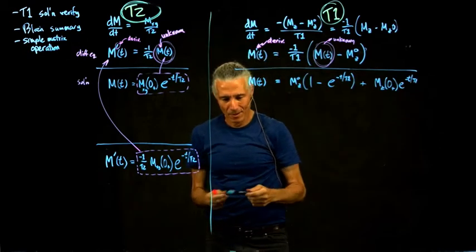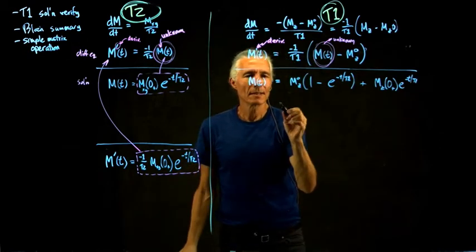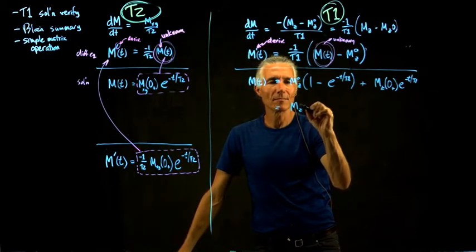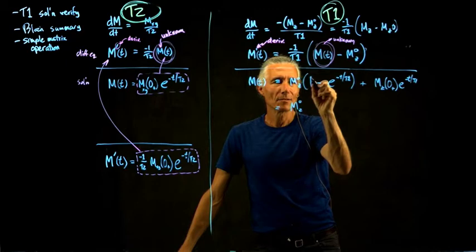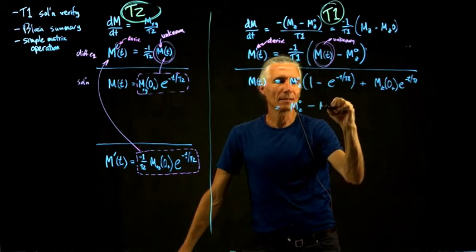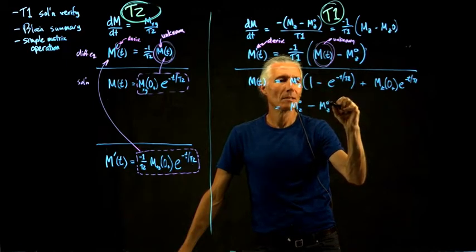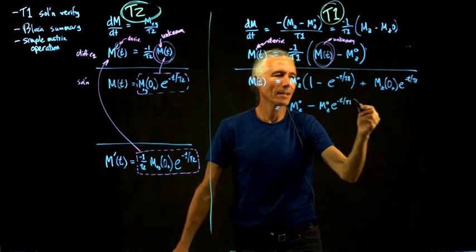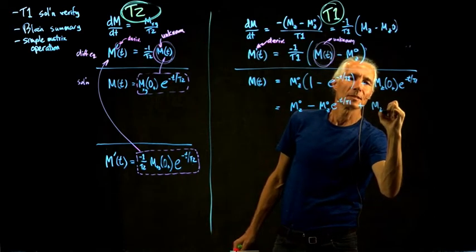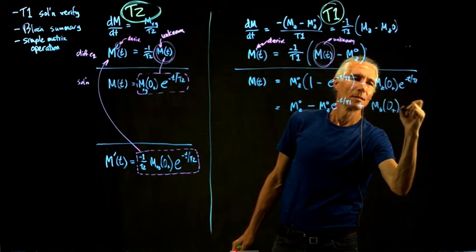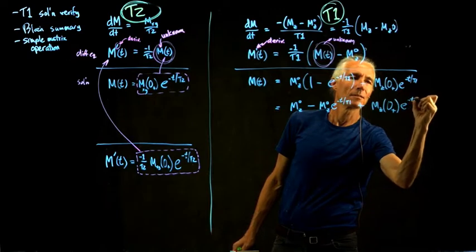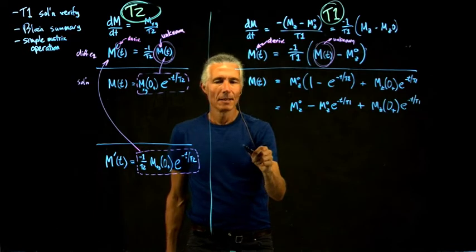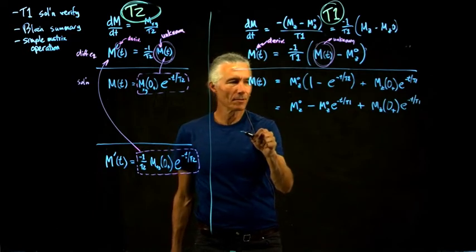So how we do that, let's just rewrite this, separate out the mz0. So mz0 times 1, and then minus mz0 times e to the minus t over t1. I just distributed that, plus mz, whatever we started with, times e to the minus t over t1. So now let's take the derivative of that. And so how do we take the derivative of that?